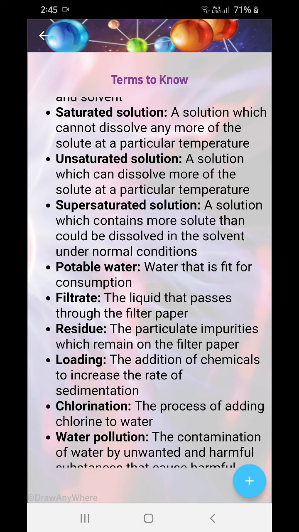Residue, I have shown you this very clearly in the elements, compounds and mixtures video. The particulate impurities which remain on the filter paper.